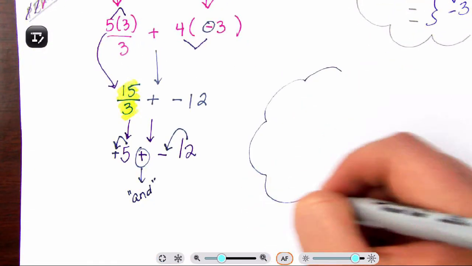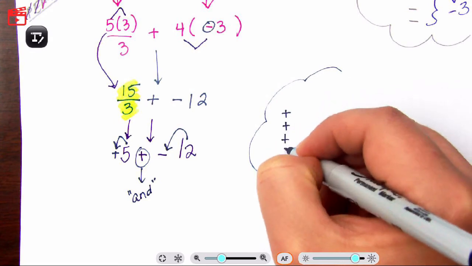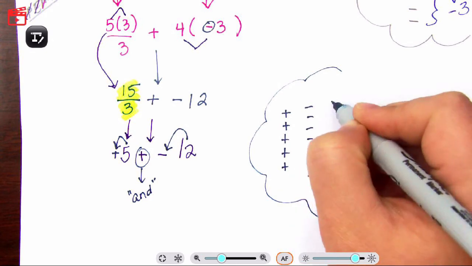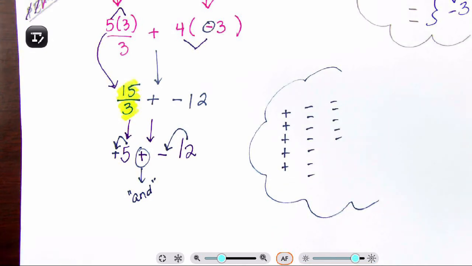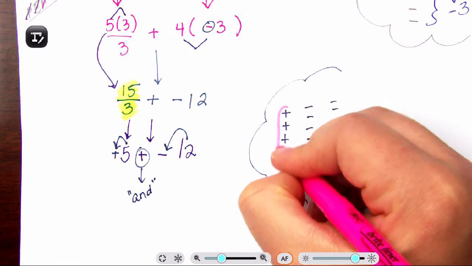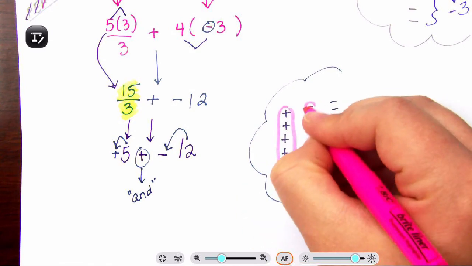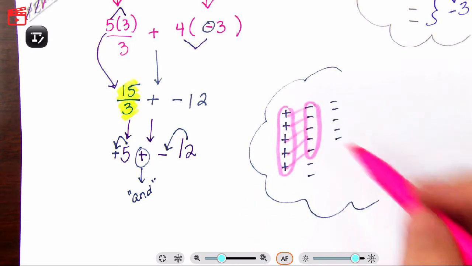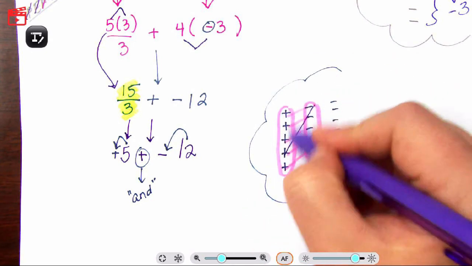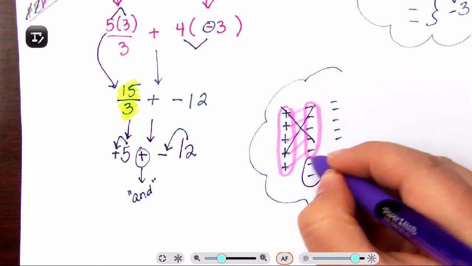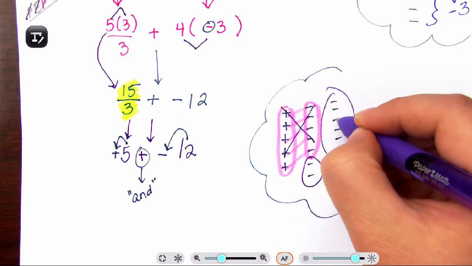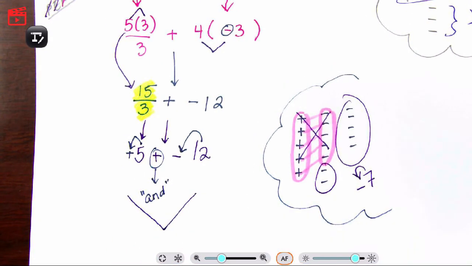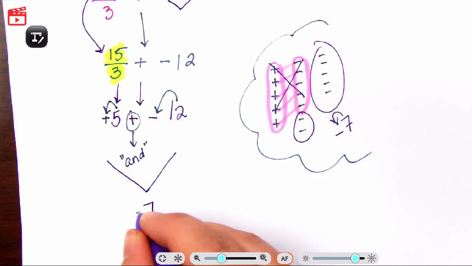So here's our thinking bubble. 5 pluses, 1, 2, 3, 4, 5. And I have 12 minuses. 1, 2, 3, 4, 5, 6, 7, 8, 9, 10, 11, 12. Now we want 0 pairs. Each one pairs up. They cancel out, so we get to cross them out. What are we left over with? We're left over with 7 negatives. So we're going to simplify that even further and say we have 7 negatives.